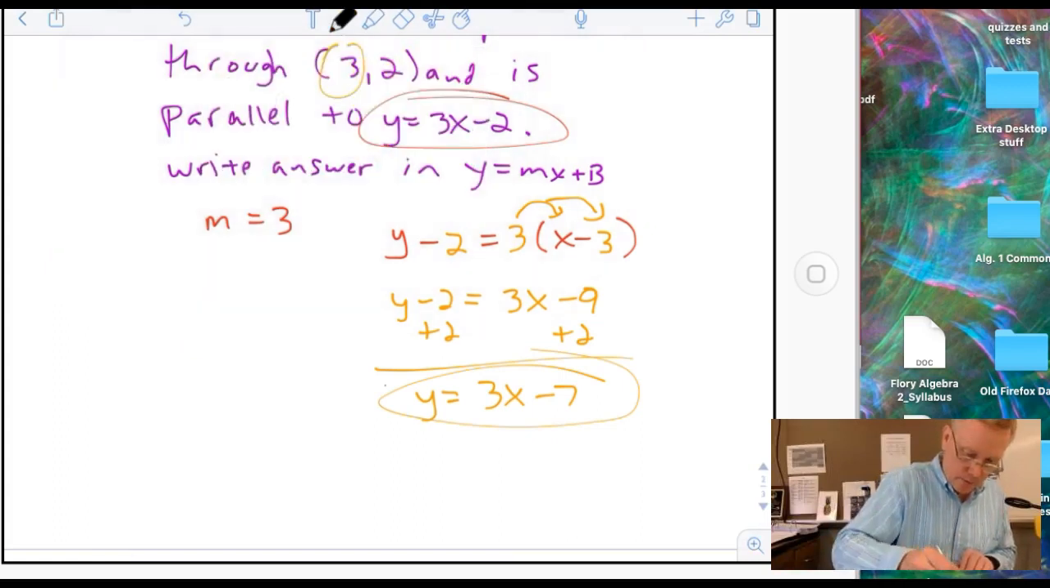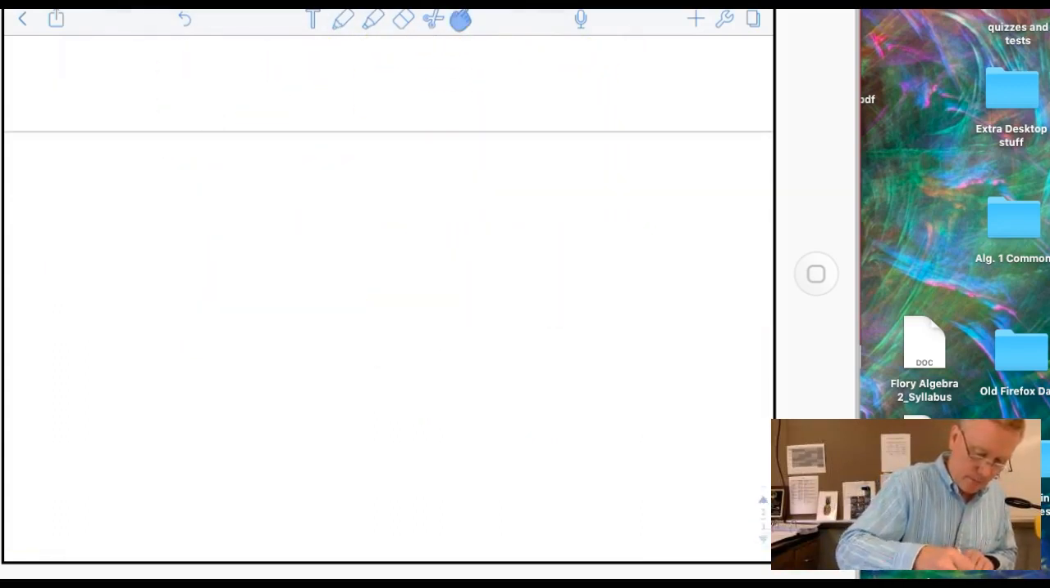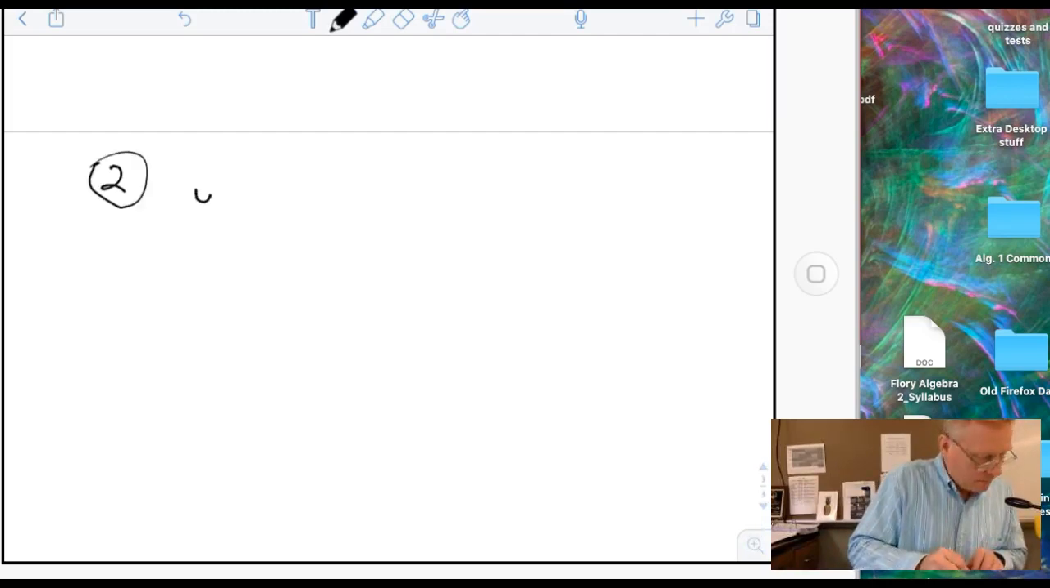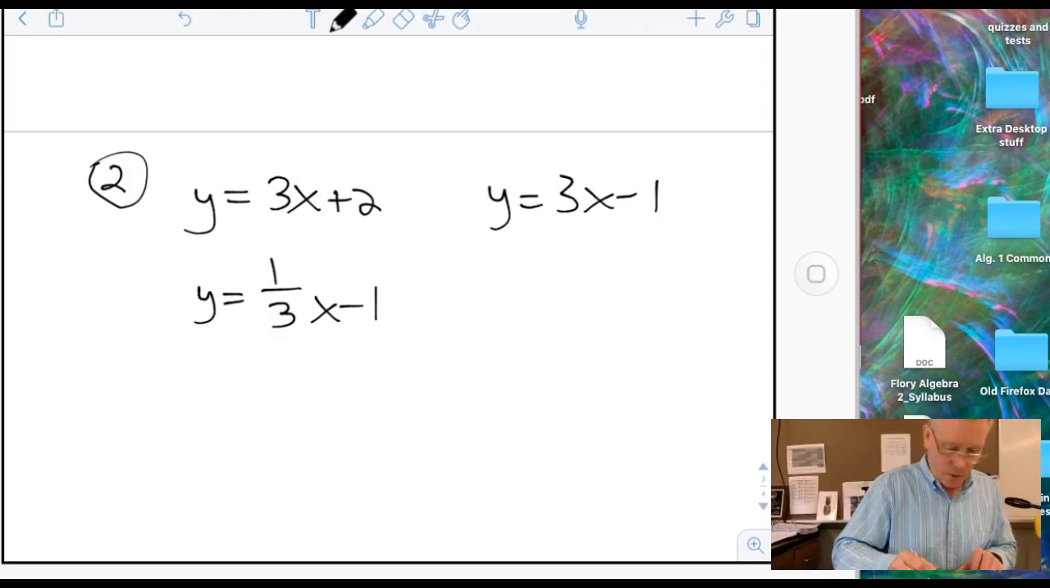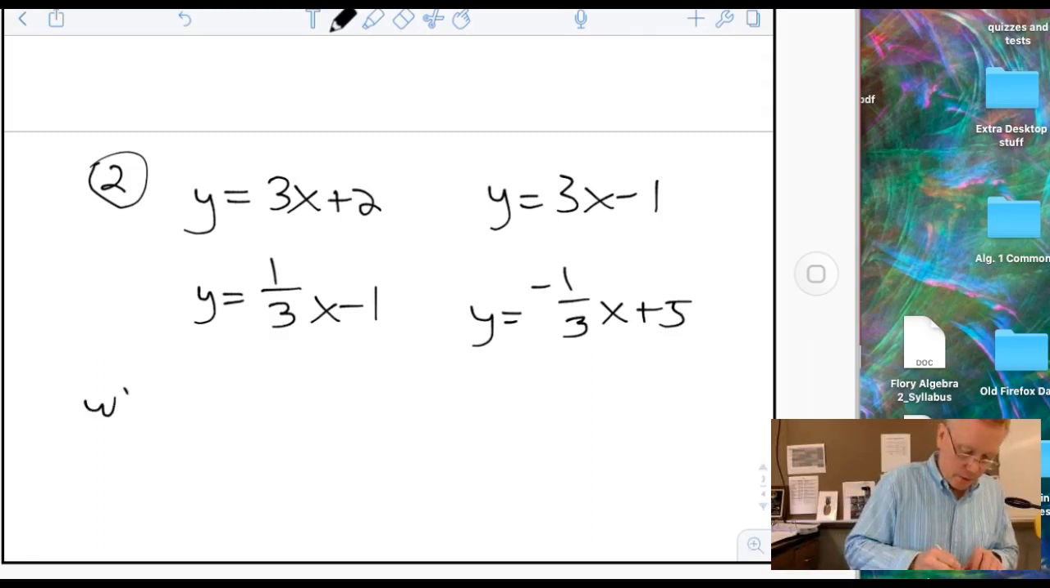Okay, number 2. Y equals 3x plus 2. Y equals 1/3 x minus 1. Y equals 3x minus 1. And y equals negative 1/3 x plus 5. And the question is, which two lines are parallel?